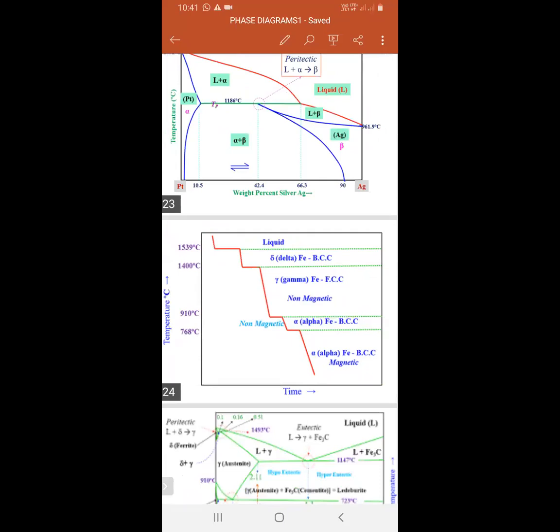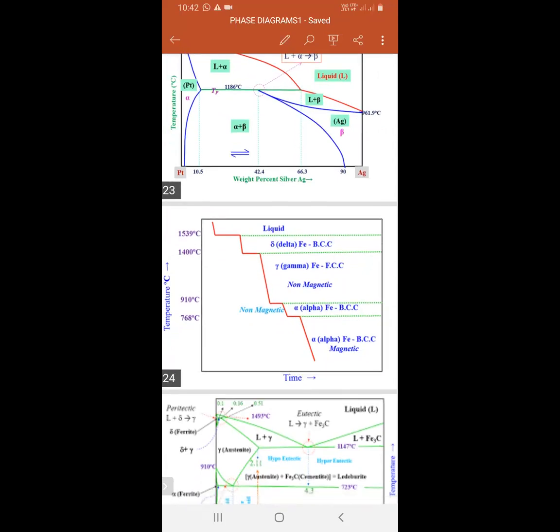Here, between 910 and 768 degrees, the iron exists in the alpha phase, and that crystal structure is body centered cubic.